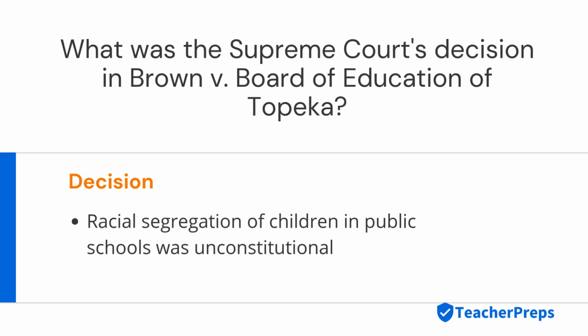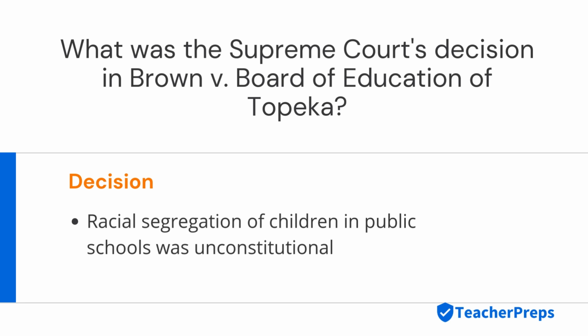All right. Now, in 1954, the Supreme Court ruled in Brown versus Board of Education that racial segregation of children in public schools was unconstitutional, stating that separate but equal facilities are inherently unequal, thus overturning the Plessy versus Ferguson decision that dated back from 1896.